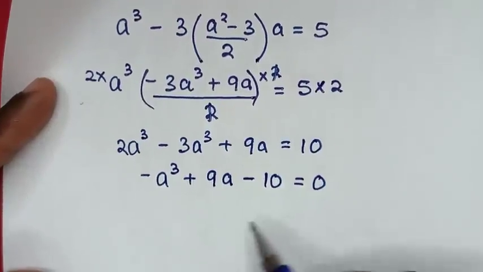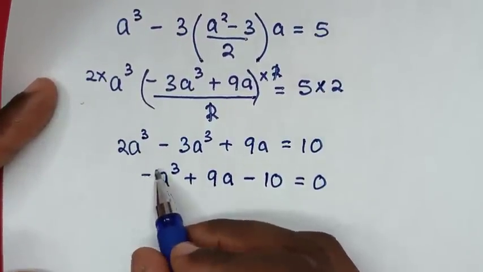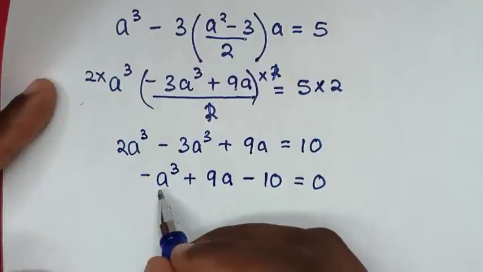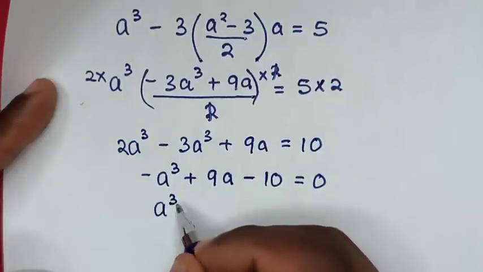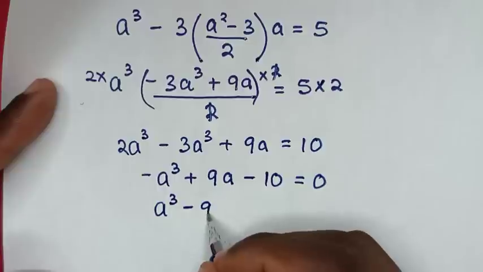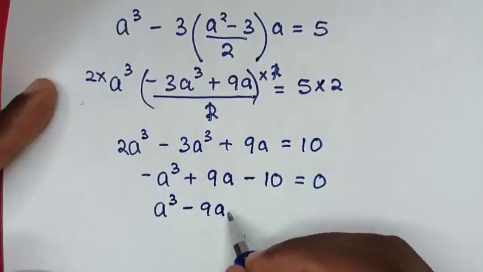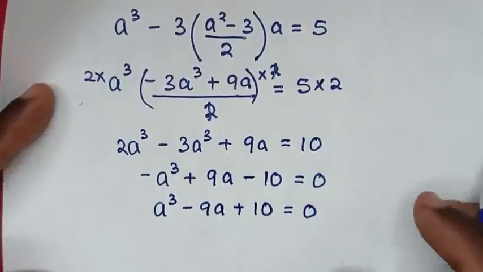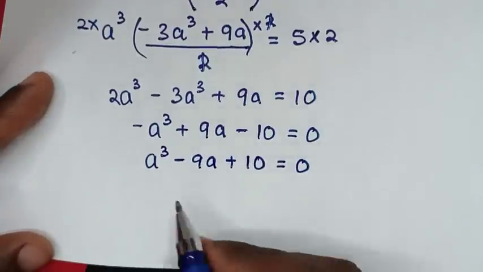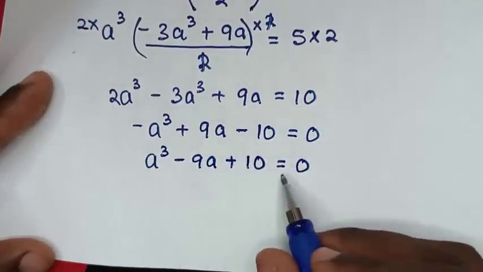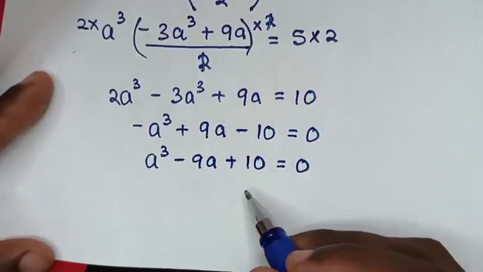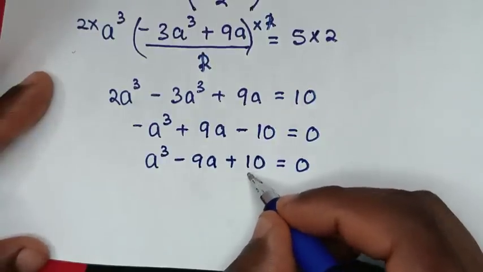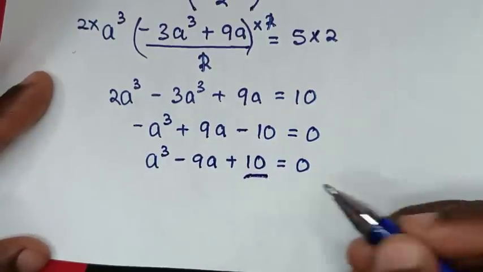Then the next step, because here it is negative, we divide the whole equation by negative 1. So here it will be positive a power 3, this will be minus 9a, and this negative will be positive 10 is equal to 0. Then from this cubic equation, we solve it by testing factors, because from here this 10, the factors of this 10.